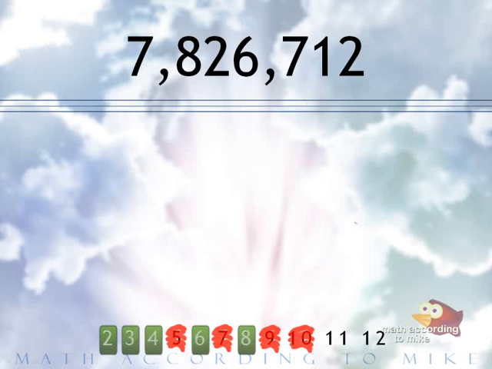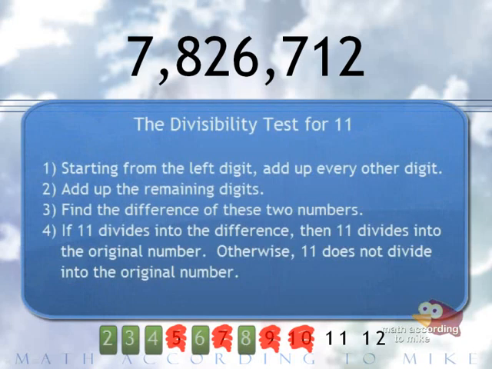11 is a goober, just like 7 was. But it's a good goober. I've yet to meet a bad goober. The rule for 11 is you add up every other digit starting from the left. Get that number, add up the remaining numbers, subtract those two values, and if you get a number that's divisible by 11, the entire number is divisible by 11.